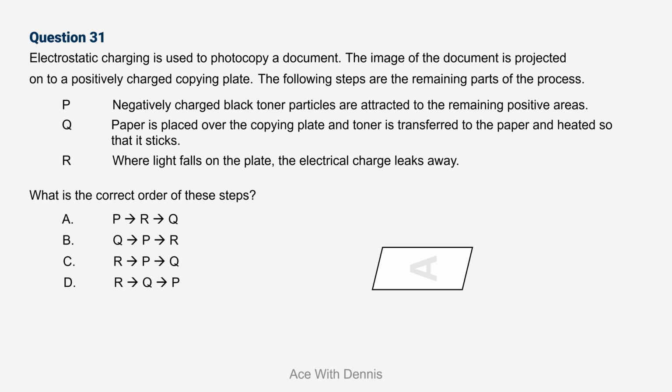So the area that is not contacted with the reflected light will remain charged, while the area that is hit by the light will be neutralized. Hence, a positively charged image is formed on the plate. Then we will spray toner on the plate so that we can place a piece of white paper on top of this plate. Then we heat it up so that the toner will stick onto the paper. And finally, we will form a photocopied document. So the order will be C, R, P, and Q.